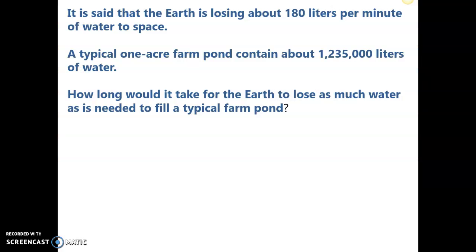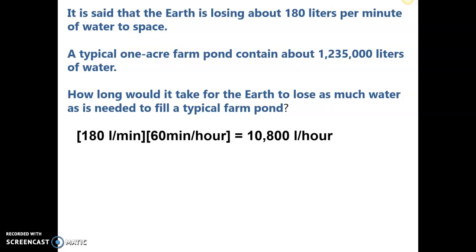Okay, last but not least, I want to leave you with a practice question. So scientists have discovered that Earth loses about 180 liters a minute of water to space, just at the poles, where it rises up and escapes out of the North and South poles. Kind of scary thought, but this has been going on for the last few thousand years or more. So let's say a typical 1 acre farm pond contains about 1,235,000 liters of water. How long would it take for the Earth to lose as much water as is needed to fill that typical farm pond?